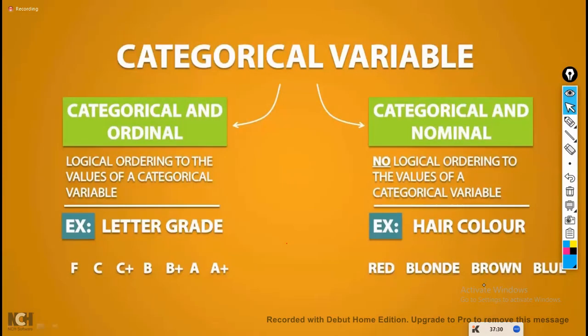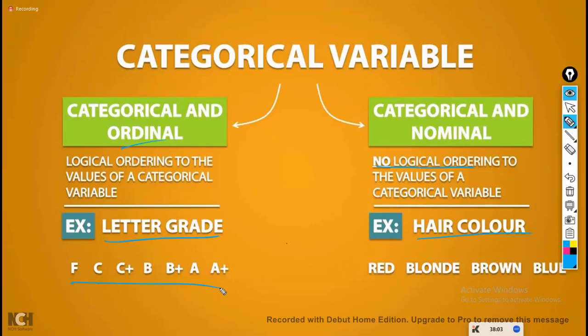Now, coming to categorical, within that nominal is available and ordinal is available. Nominal means there is no order, no logical order, no natural sequence. An example is hair color. Whereas ordinal data has some natural sequence. An example is your letter grades. A grade is better than B grade, B grade is better than C grade. If you take A, B, C as just letters, what is the difference between A, B and C? There is no difference.